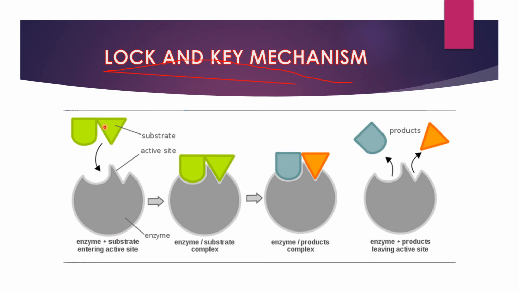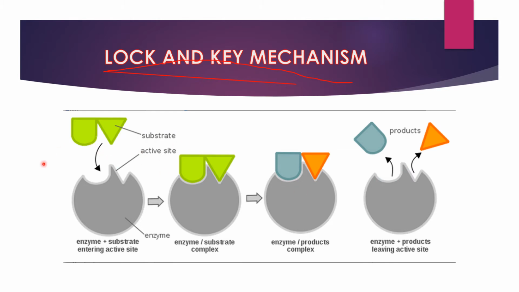So the first step is that the substrate that has a complement shape to the active site of the enzyme will actually bind to the enzyme, bind to its active site, forming the enzyme substrate complex. And then once they have bind and forming the complex, they will actually produce the product. So we call this third step as enzyme product complex. So once the product has been produced, they will actually leave the active site of the enzyme, and the enzyme will be made available to bind with another substrate.